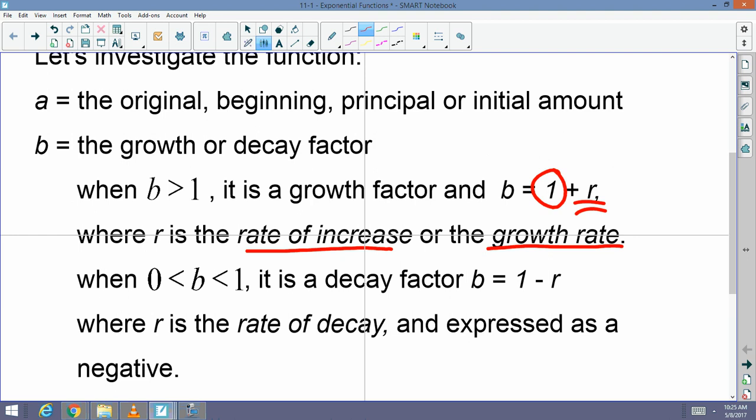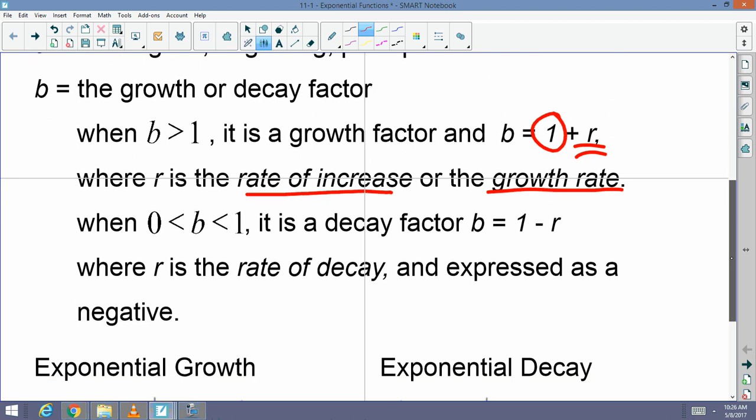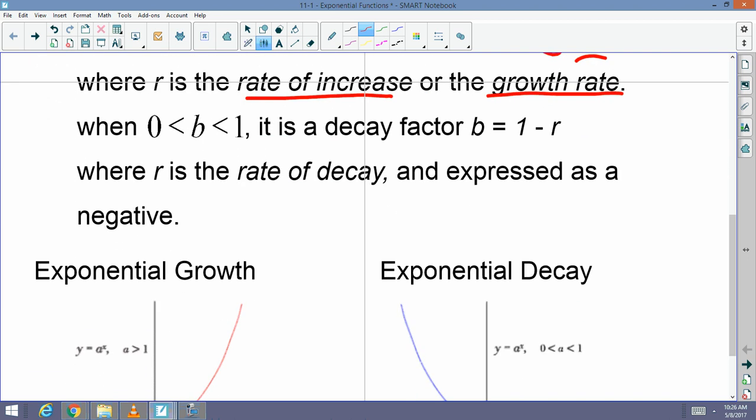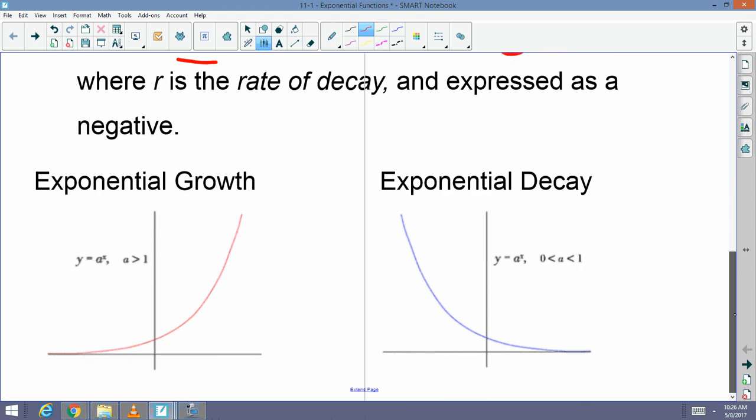When b is between 0 and 1, it's a decimal. That means that it is a decay. That means that you took 100% of the value of your original amount and you subtracted that percentage rate. So 1 minus any decimal is going to give you a decimal. So that's why b is between 0 and 1. Now, exponential growth, you can see, we always read graphs from left to right.